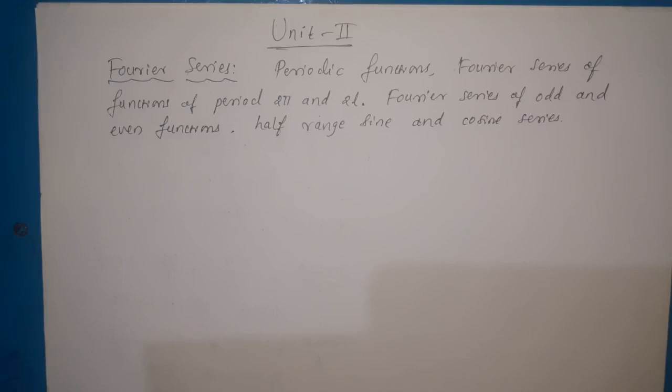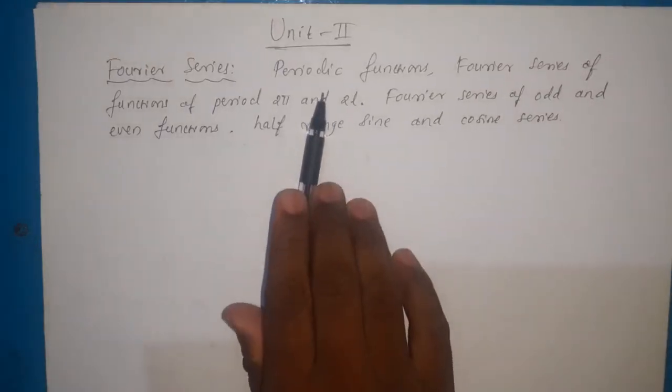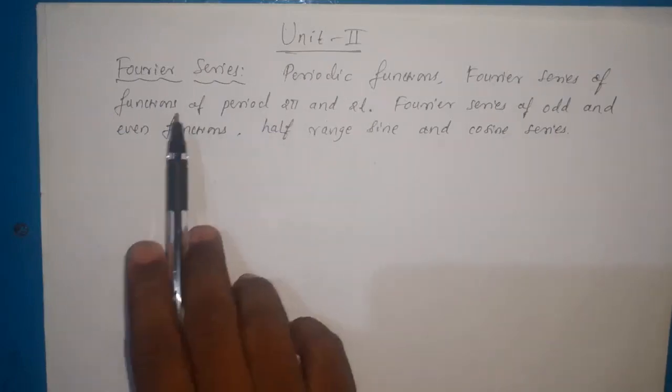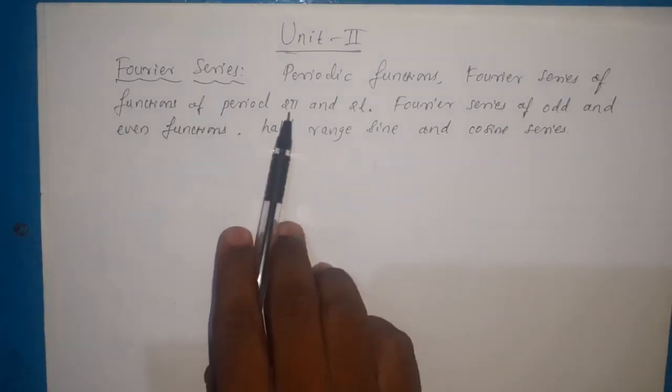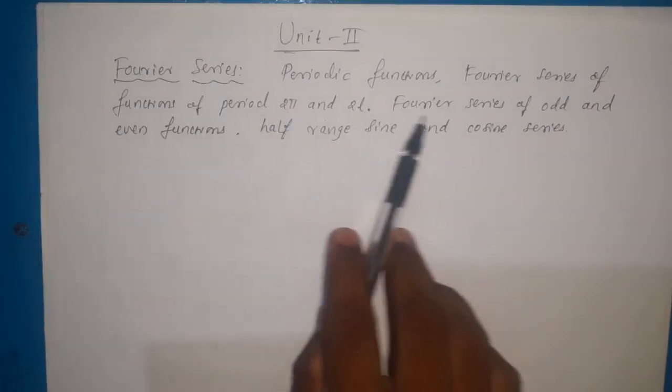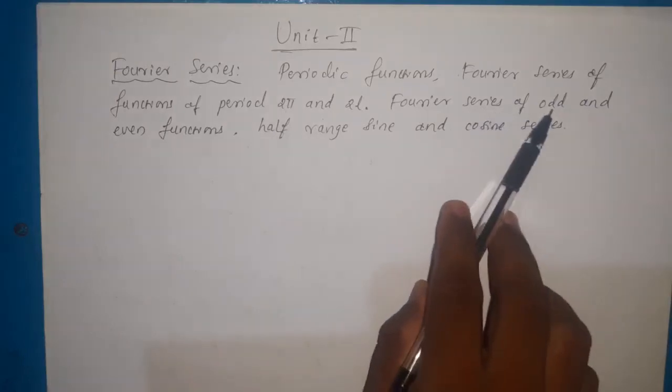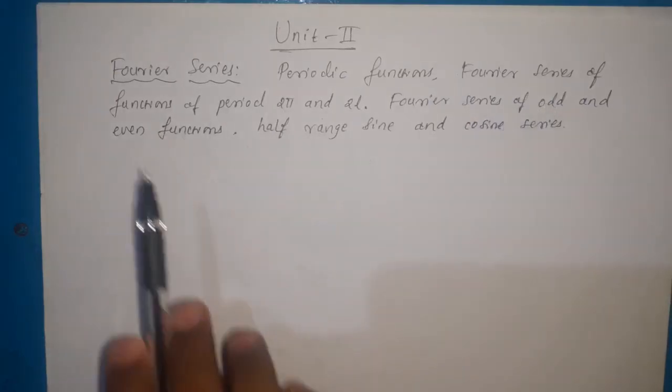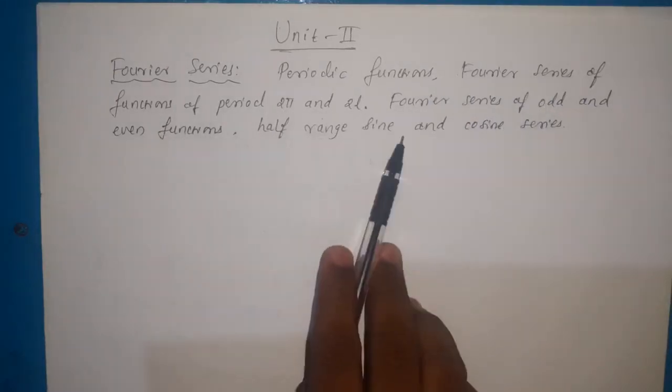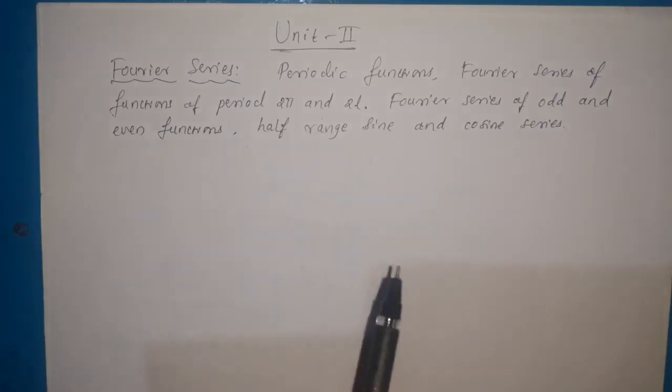So here now let us start with this Fourier series. So in this unit we are going to discuss periodic functions, Fourier series of functions of period 2 pi and 2l, Fourier series of odd and even functions, and also half range sine and cosine series. So these are the topics to be covered in this Fourier series unit 2.